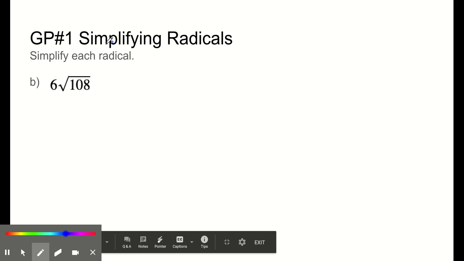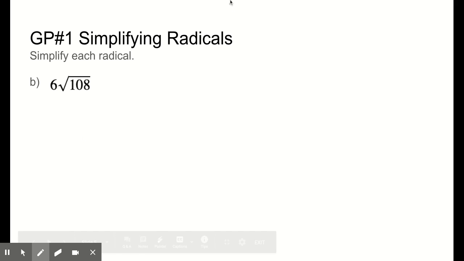All right, so here we have 6 times the square root of 108. Now we're going to ignore that 6 until the very end. So right now we're just simply looking to simplify what's inside of this radical here. So in our cake box is just going to be our radicand, which is 108. And that's what we're going to cake first.